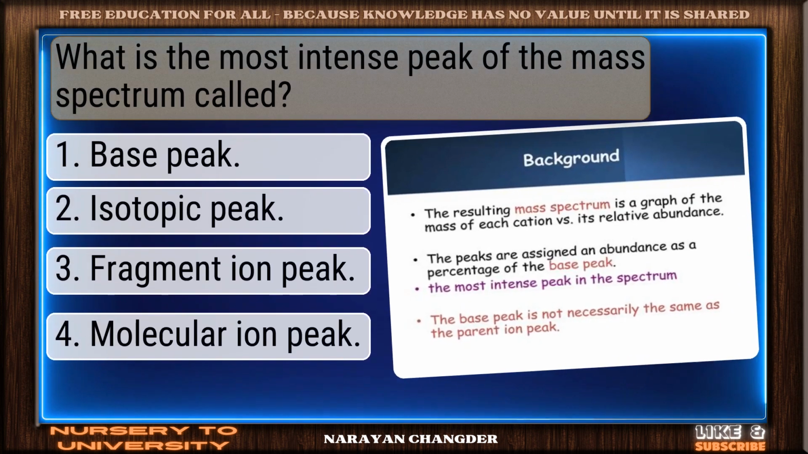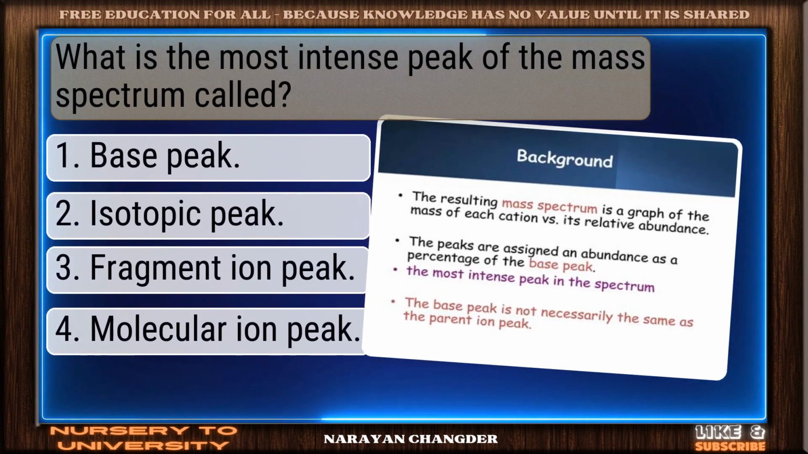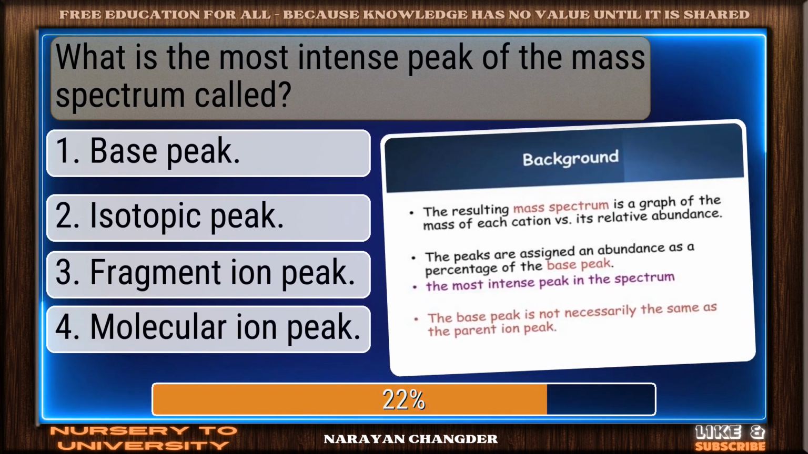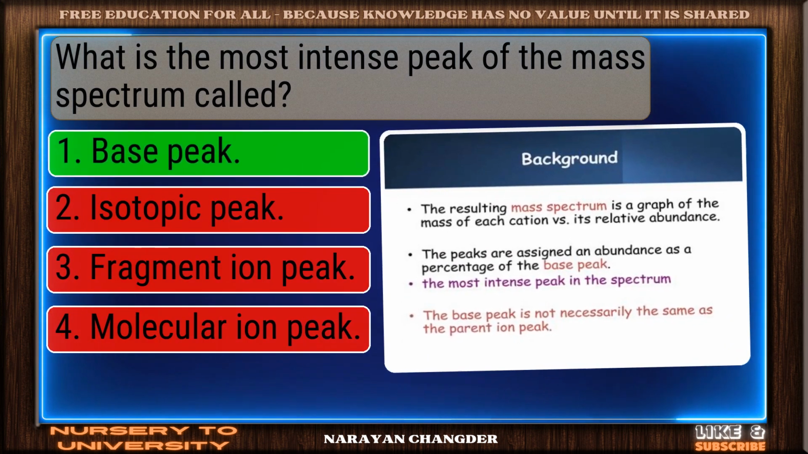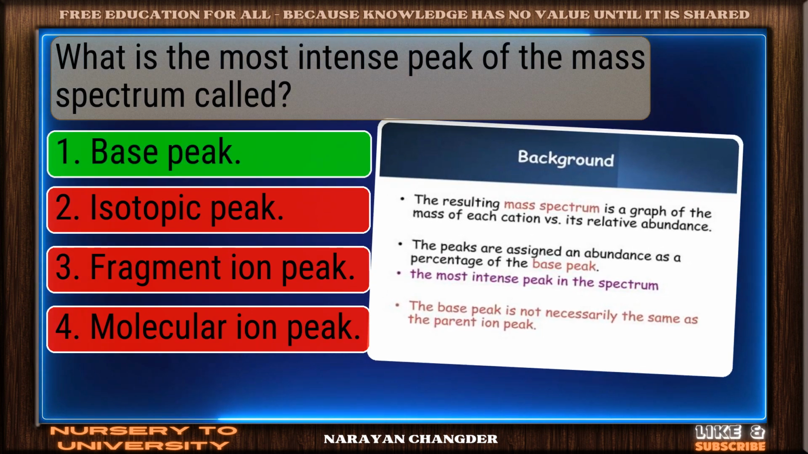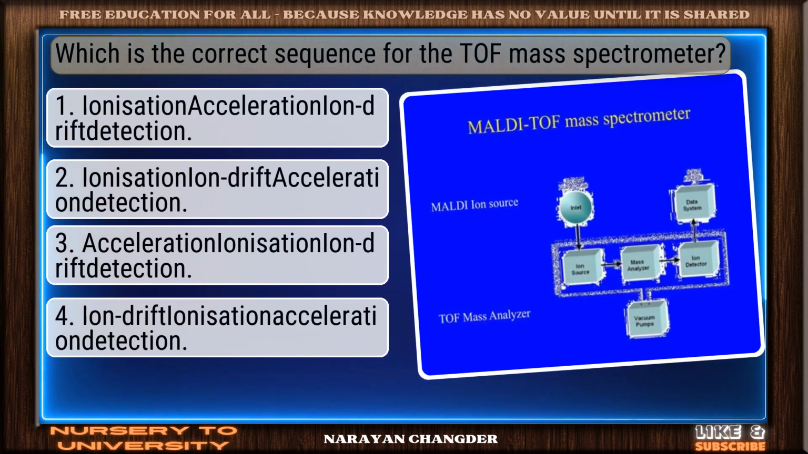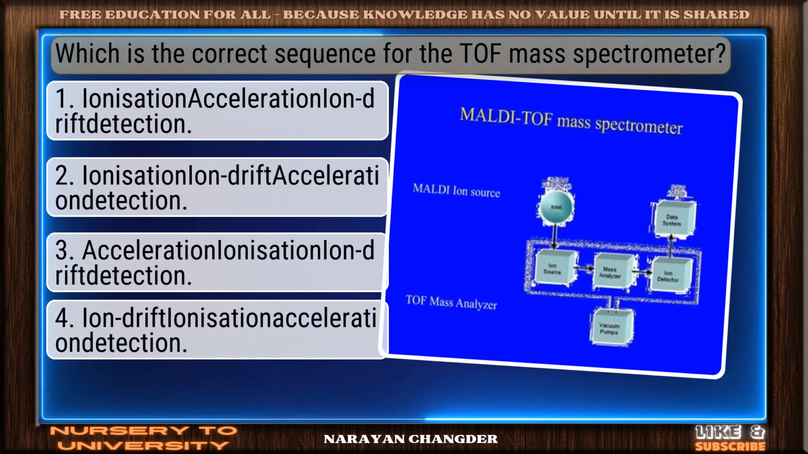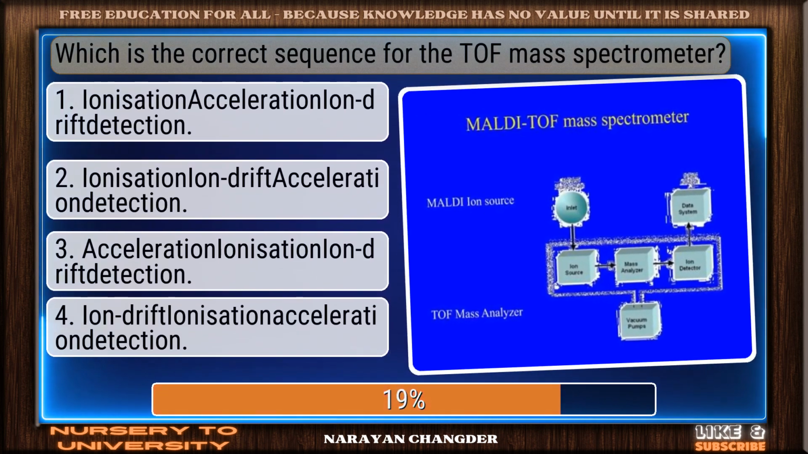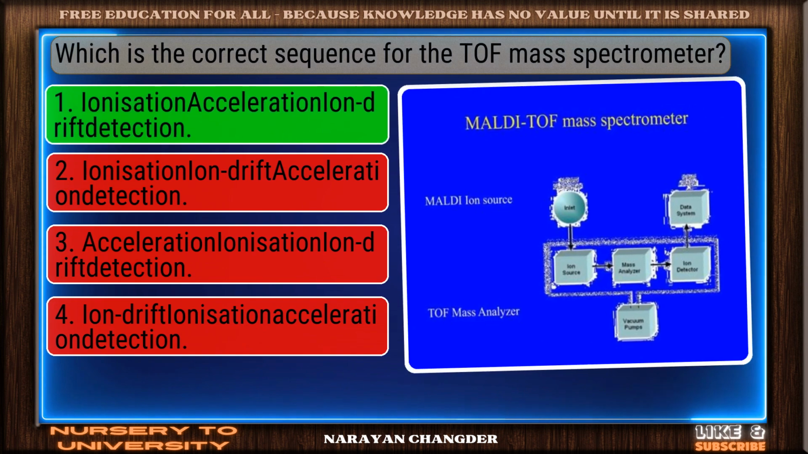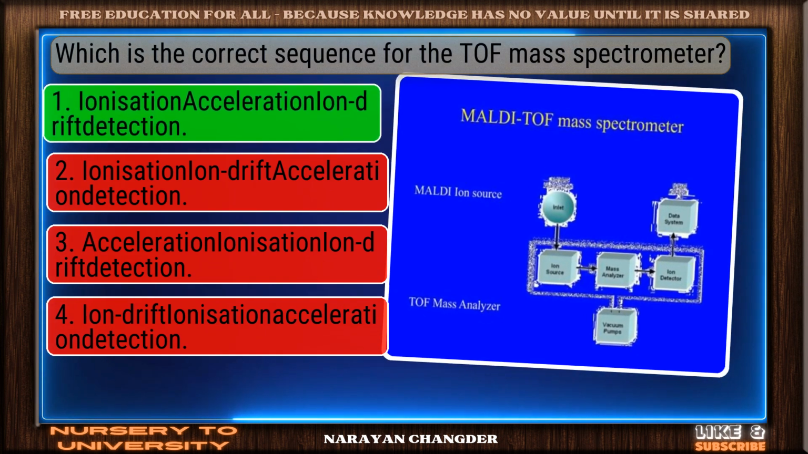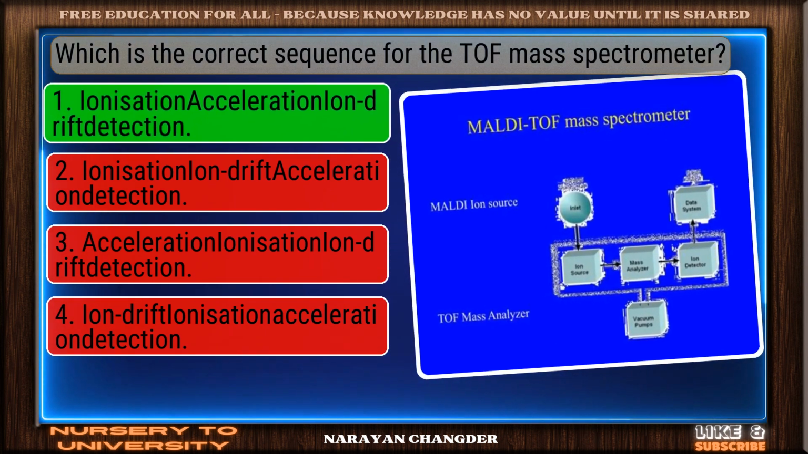What is the most intense peak of the mass spectrum called? You got it. Your choice base peak is right. Which is the correct sequence for the TOF mass spectrometer? Valid point. Ionization, acceleration, drift, detection is true.